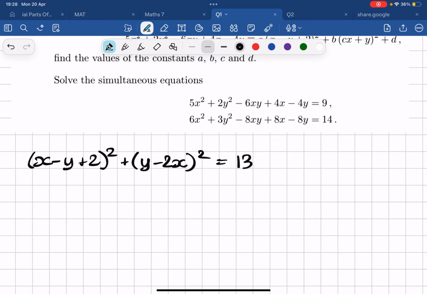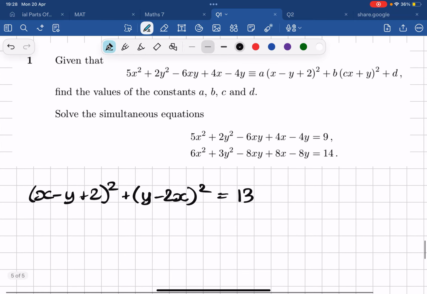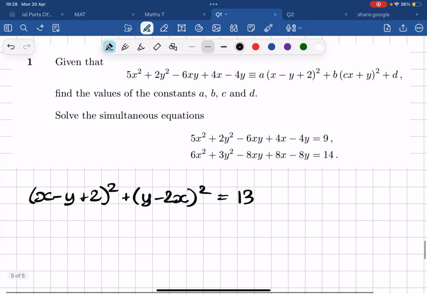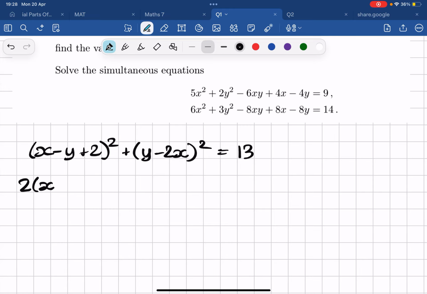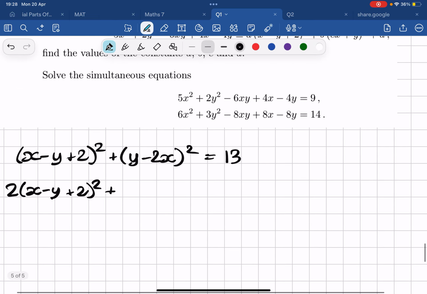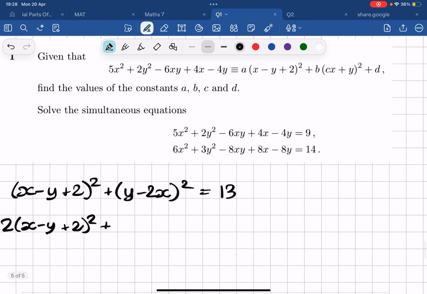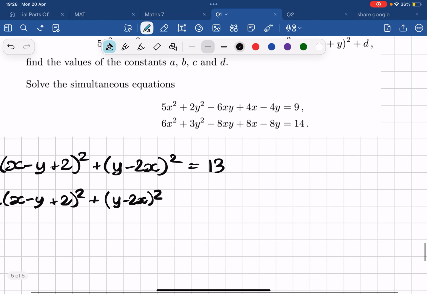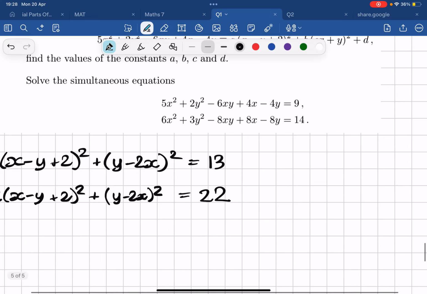And then similarly below, we see the same thing. A was, I believe, 2. That's right. (2x minus y plus 2) squared. Then b was 1, c was minus 2, d was minus 8. So we have, b was again (y minus 2x) squared. And then plus d was minus 8, and minus 8 equals 14. Let's take that minus 8 over to become 22.